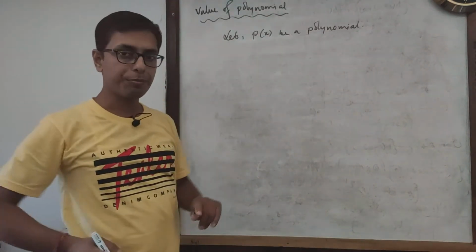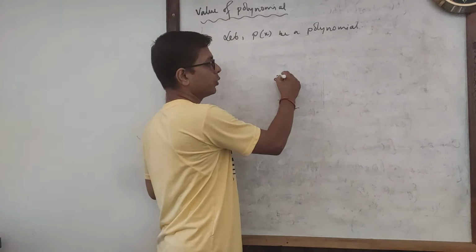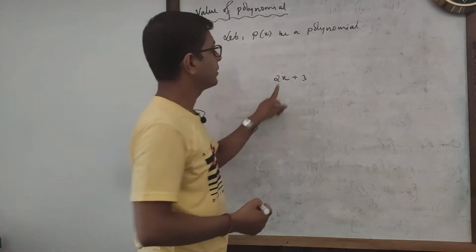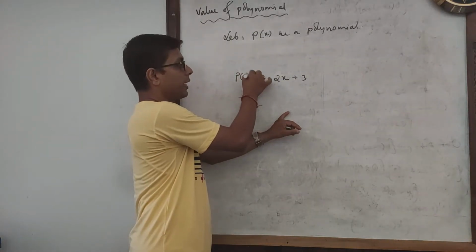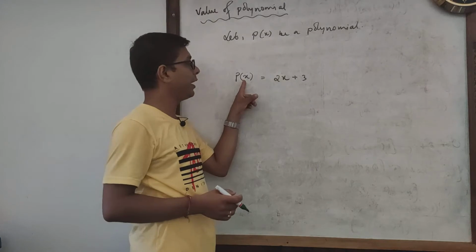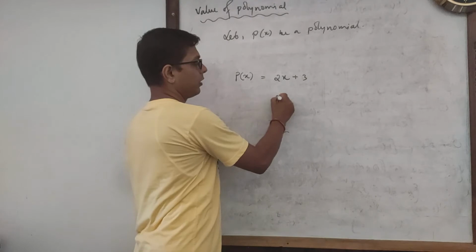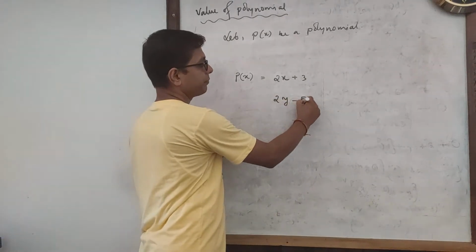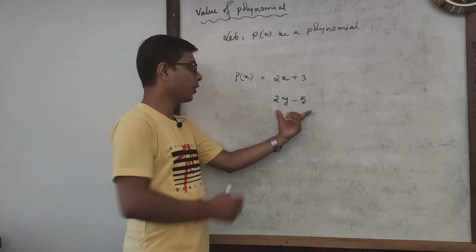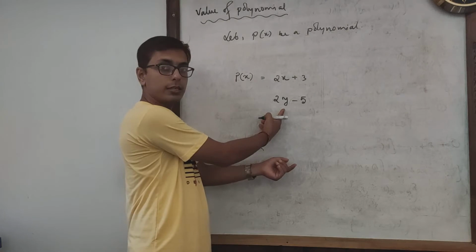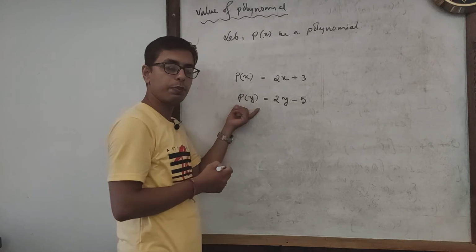Before learning the value of a polynomial, let us understand why p(x) is written. All right, suppose we have a polynomial 2x plus 3. Then since the variable is x, this polynomial is given the name p(x). So p(x) equals this, where the x indicates the variable here. Suppose we have another polynomial, say 2y minus 5. What will be the name of this polynomial? Will it be p(x)? Of course not. Here the variable is y. So this polynomial will be denoted by the name p(y).